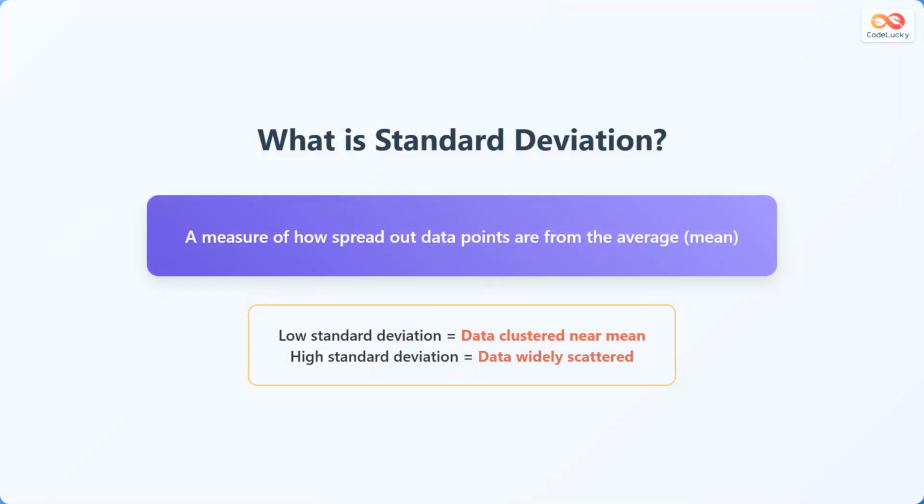So, what exactly is standard deviation? It's a measure of how spread out data points are from the average, also known as the mean. A low standard deviation indicates that the data points are clustered closely around the mean. Conversely, a high standard deviation suggests that the data points are widely scattered.